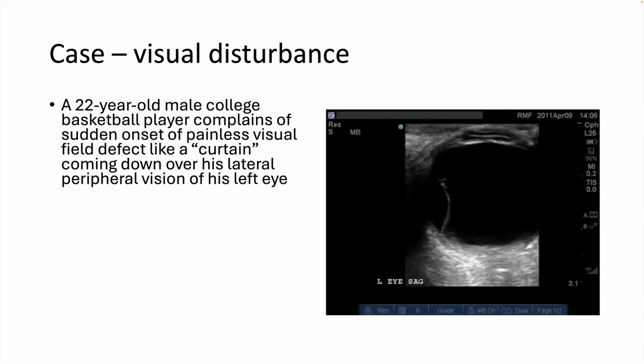Let's do a case of visual disturbance. A 22-year-old male college basketball player complains of sudden onset of painless visual field defect, like a curtain coming down over the lateral peripheral vision of his left eye.